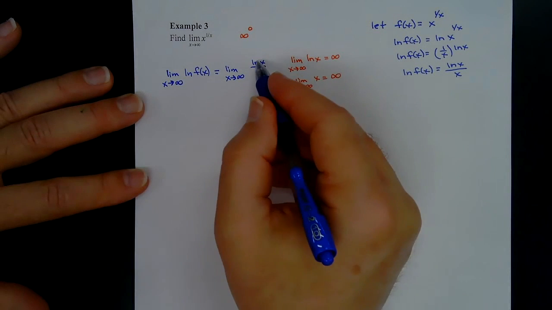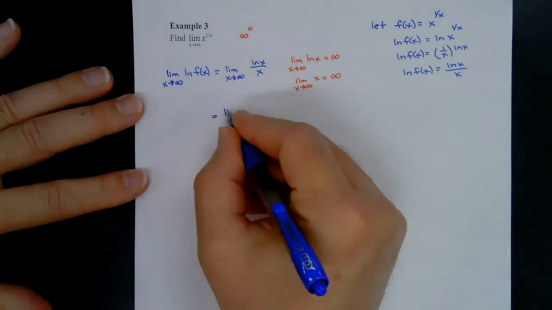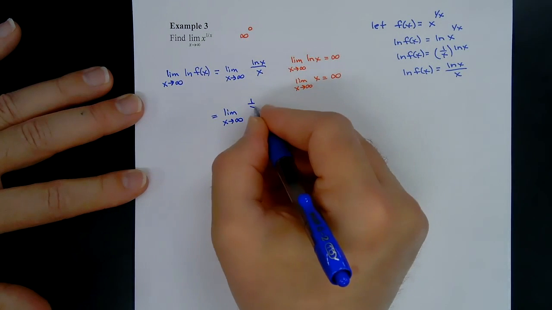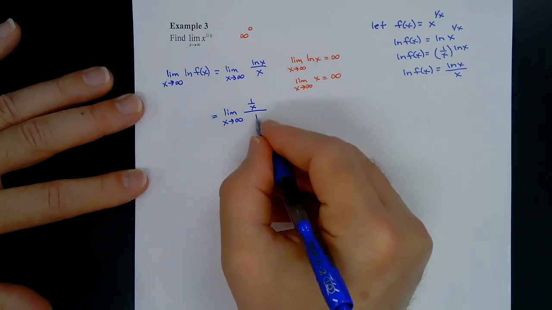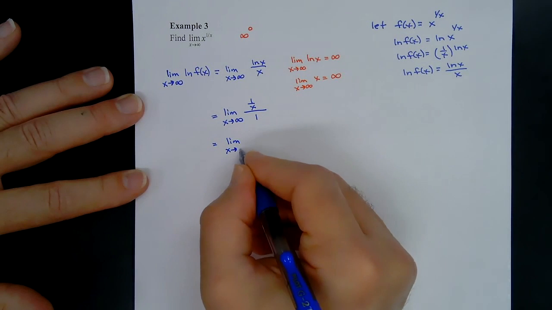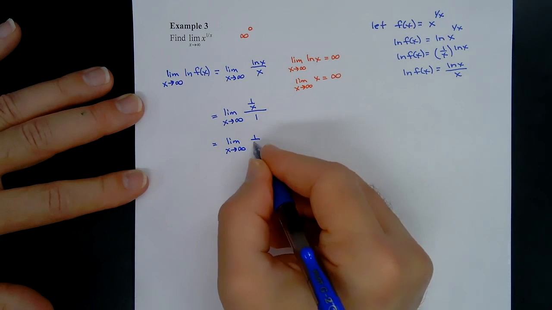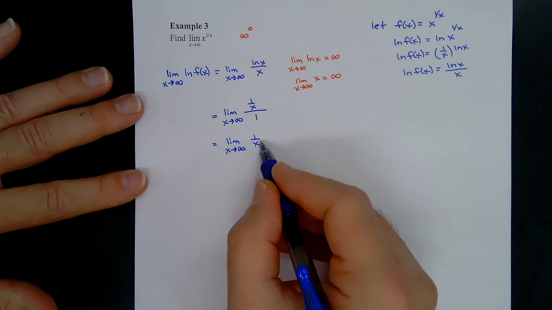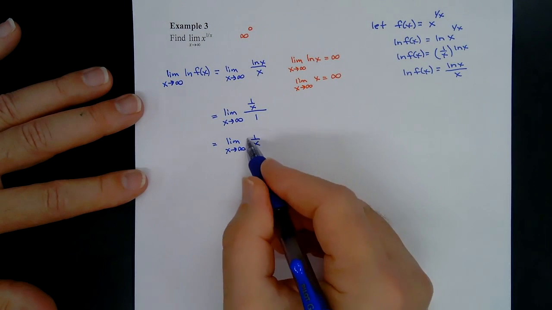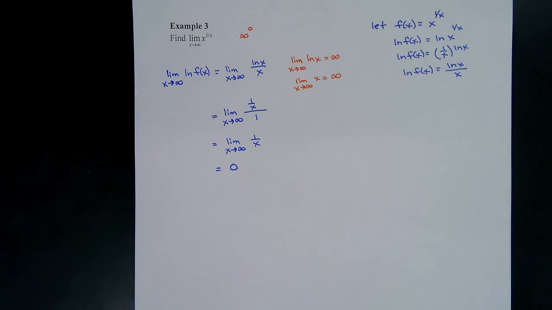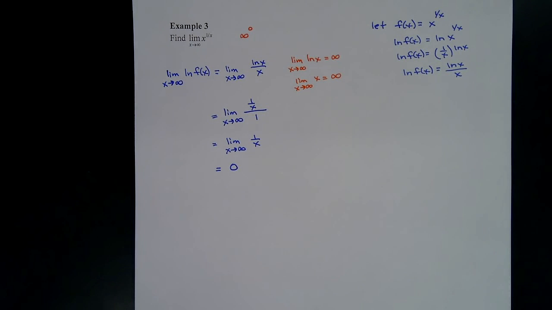So the derivative of ln of x is 1 over x, and the derivative of x is just 1. So this becomes the limit as x approaches infinity of 1 over x. So x is getting really, really big, so this is big but positive, and this is going to get closer and closer to 0. So this is equal to 0. All right, so now we know what this limit is.